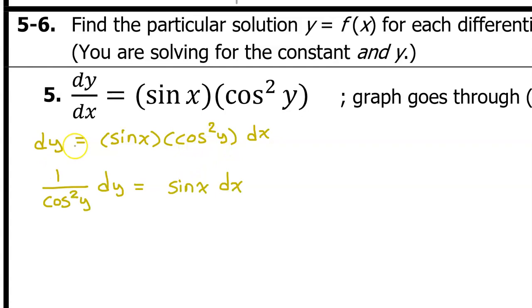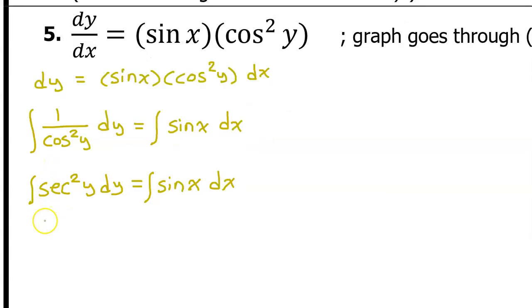Let's get this y factor over on the left by dividing both sides by cosine squared y. Now that we have all the y's on the left and the x's on the right, we can integrate both sides of the equation. The left side will match a memorized rule if I remember that 1 over cosine squared y is the same as secant squared y. The derivative of tangent is secant squared, so the antiderivative of secant squared is tangent. Similarly, the antiderivative of sine x is negative cosine x plus c.